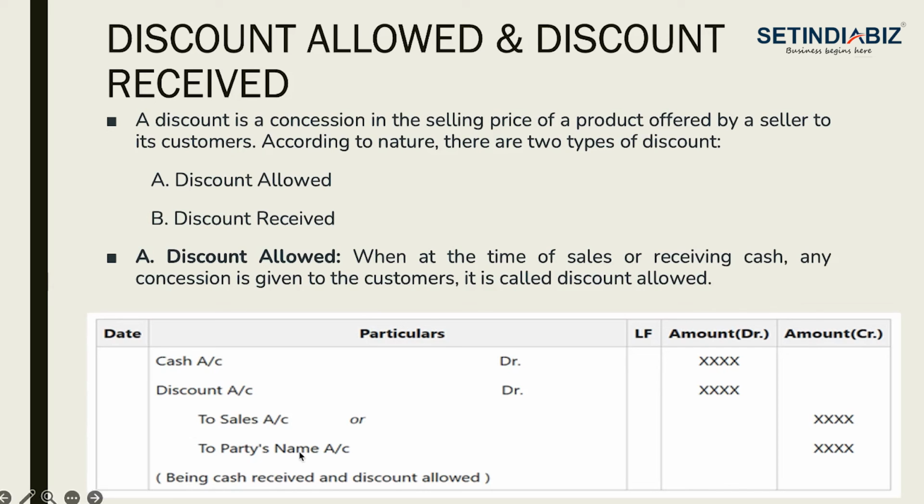So when I'm selling goods on cash and I'm giving discount to my customers, cash account is debited for the actual amount of cash being received. Discount I'm giving to them is debited because discount is basically my indirect expense that I'm incurring. I'm giving discount, so it's my expense basically. It's reducing my sales value. To sales account, sales is my direct income, so it's increasing. It has to be credited, or if it's being done on credit, to party's name, right? Being cash received and discount allowed.